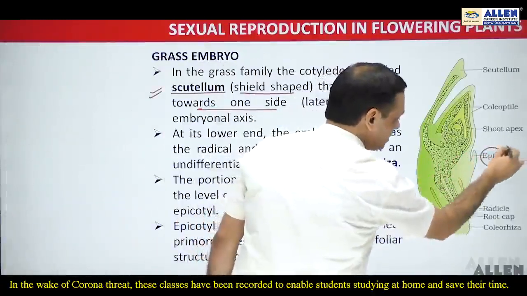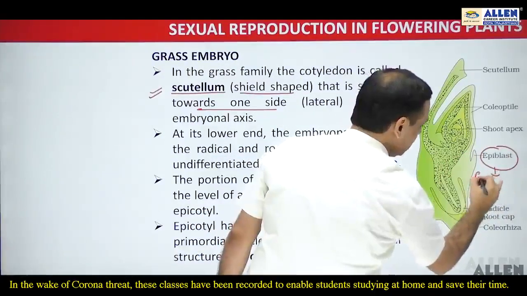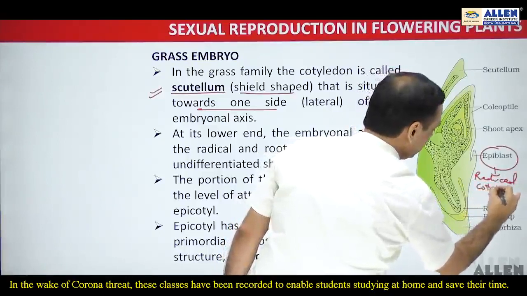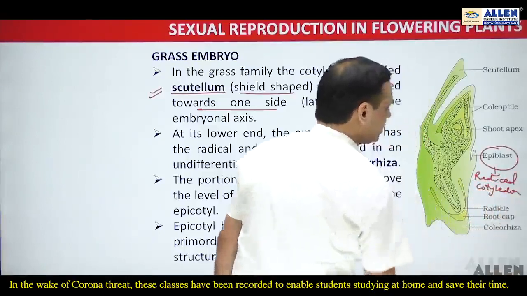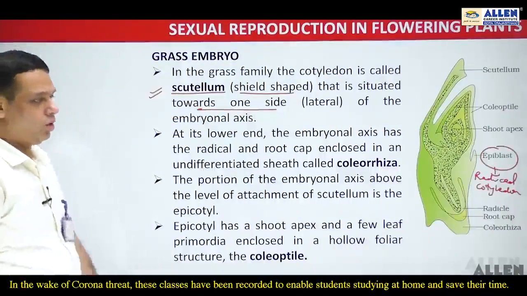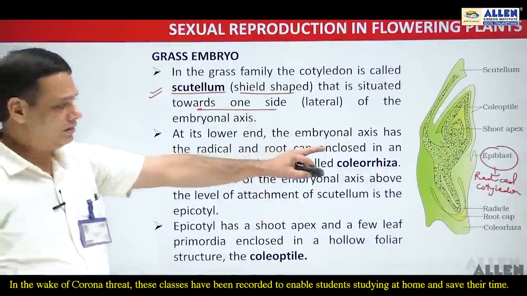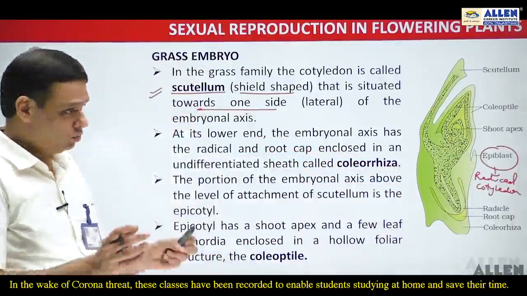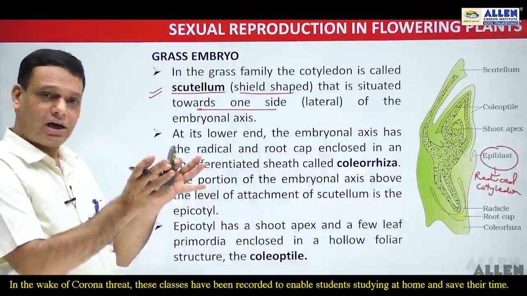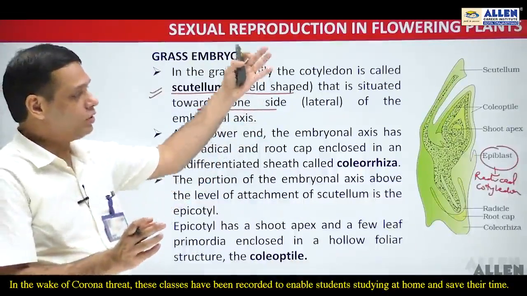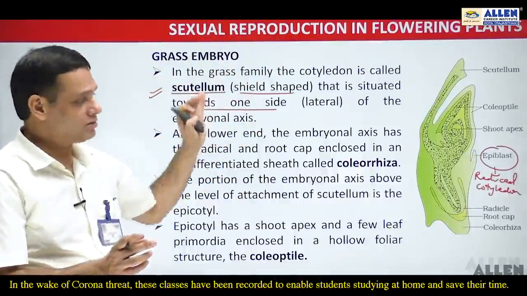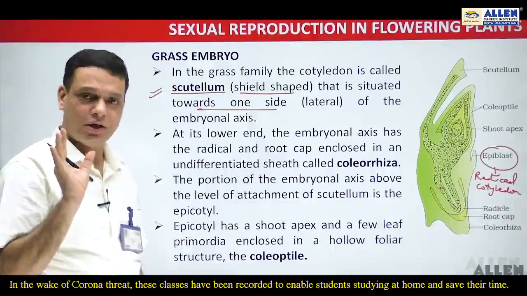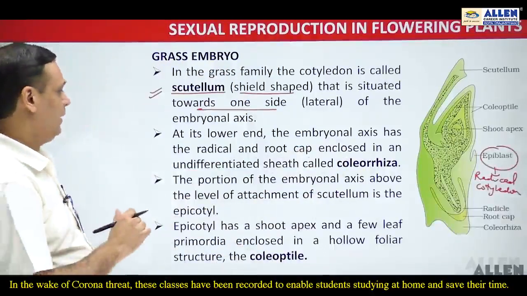This is the epiblast, and this epiblast represents the reduced cotyledon. So what is epiblast? Epiblast represents the reduced cotyledon. Both cotyledons initially start forming, but one cotyledon is completely formed and termed scutellum, while the other cotyledon degenerates or is reduced, and that is known as epiblast.